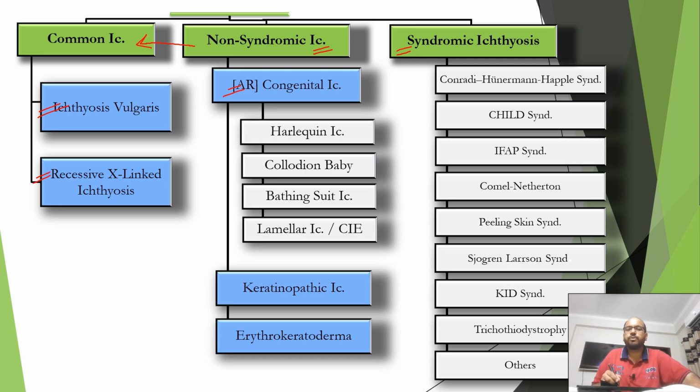Now we'll come to autosomal recessive congenital ichthyosis. These were harlequin, collodion baby, bathing suit, and lamellar ichthyosis or CIE, congenital ichthyosiform erythroderma. So we have discussed this. We will be tackling syndromic ichthyosis in part 3 of the video, so I've kept that separate. In this video, we'll focus more on keratinopathic ichthyosis, epidermolytic ichthyosis, and erythrokeratodermas. Let's move forward.